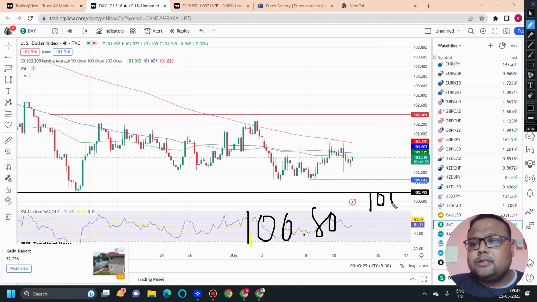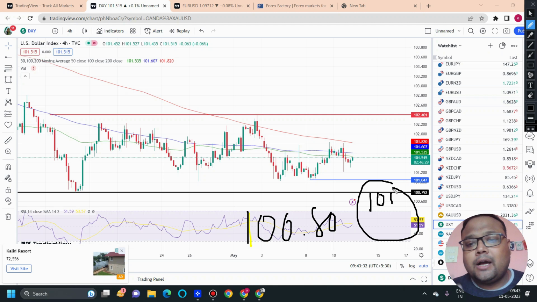We also have 101 as the support for the day traders. So right now we have crucial support around 100.80 and also 101 as the temporary support. These are the two support levels. If DXY breaks 100.80, then things will be difficult for DXY, but right now DXY is sleeping, so I don't know what will happen next.